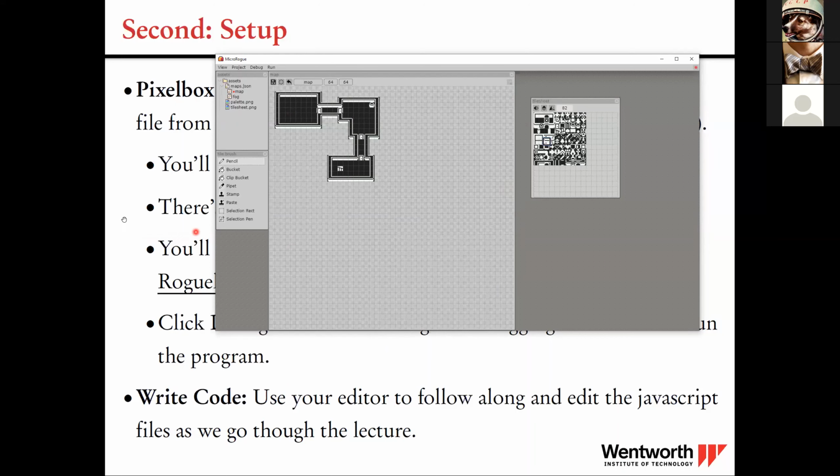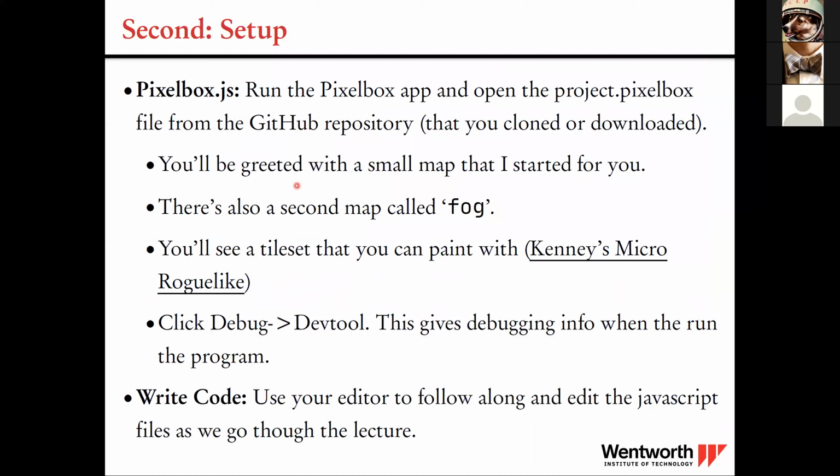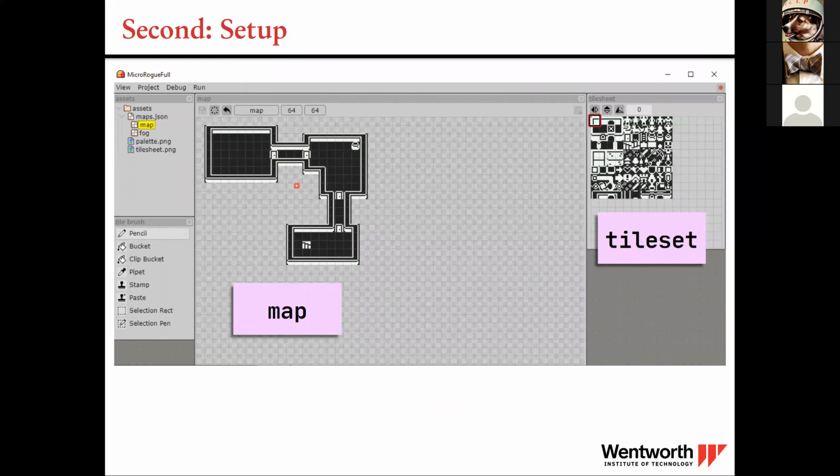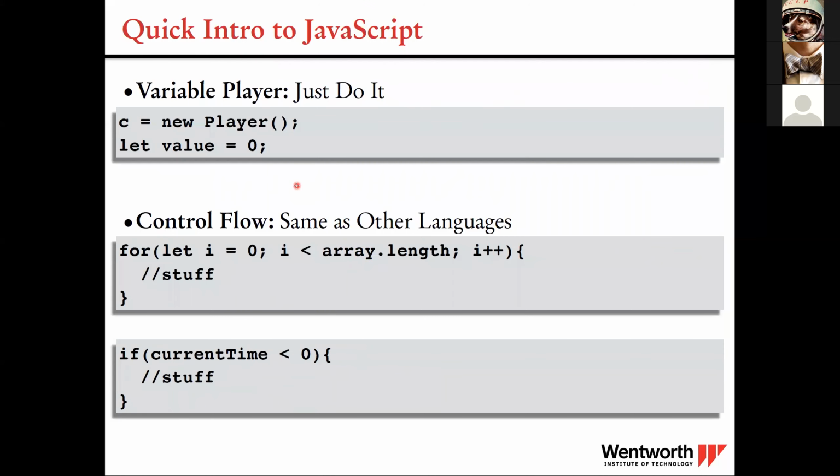So let's talk about the starter stuff. I also have a little slide here with the description of the tile set and map area. Okay, so let's do a quick intro to JavaScript first. As far as control flow and creating variables, it's going to look very similar to other languages you've probably used if you've never used JavaScript before. For variable declaration, you're not going to need any types. Most of the time, we're going to use the keyword let.